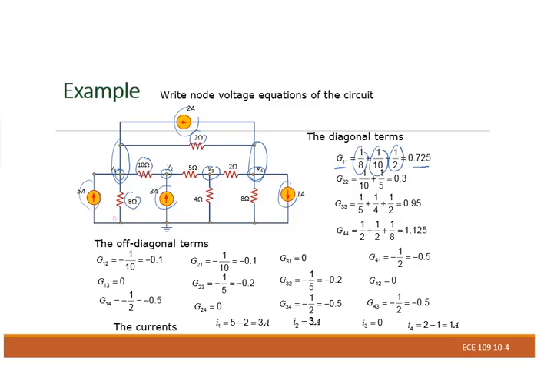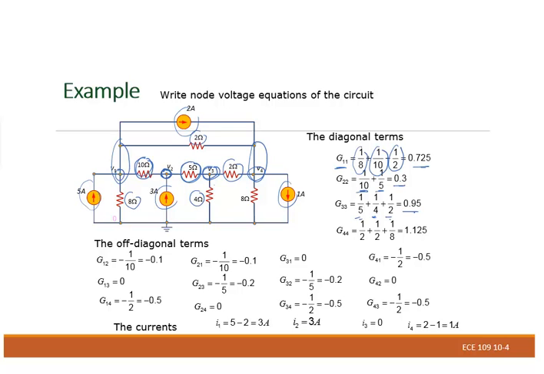If you look at the same thing for node 2, node 2 here, 10 and 5. So it's going to be 1 over 10 plus 1 over 5. That gives you the conductance value. G3, we have 5 ohms connected there, 4 ohms connected there, and 2 ohms connected. So it's going to be 1 over 5 plus 1 over 4 plus 1 over 2. That's going to give you the conductance value.